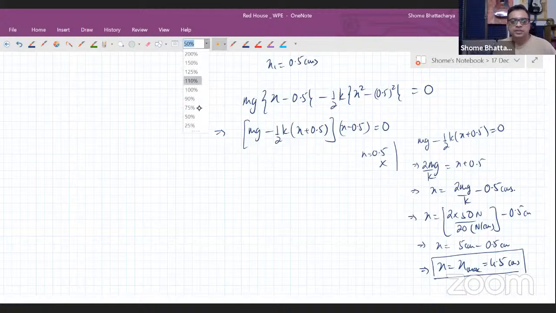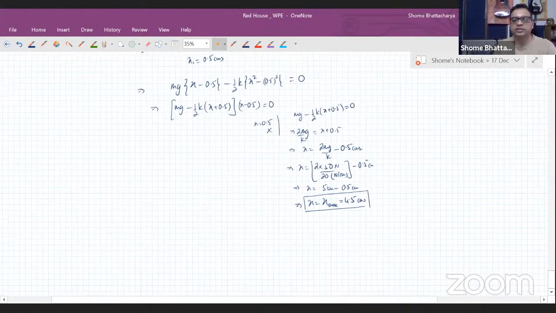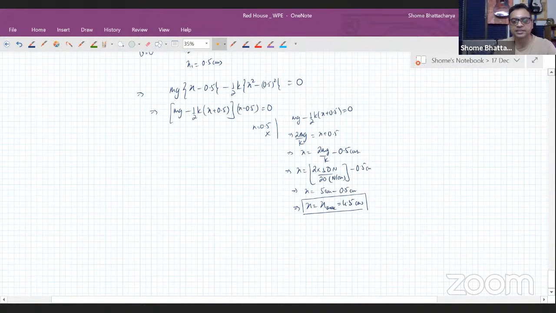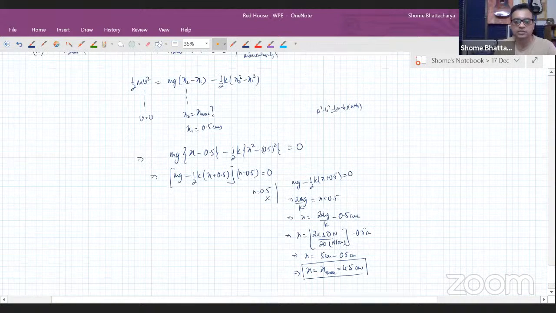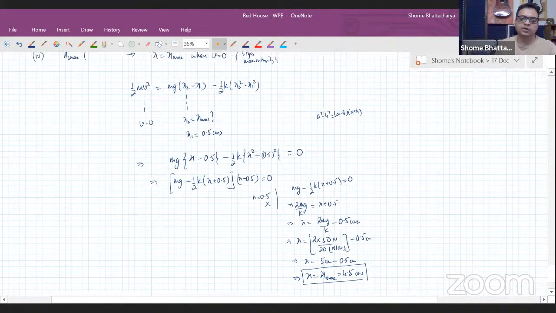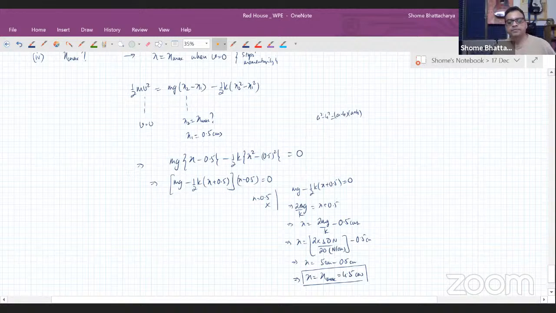Okay, so this is a simple case of solving that general equation for the specific condition that whenever the spring reaches its maximum extension, the block should be momentarily at rest because it's oscillating up and down like this. So at the lowest point, the block is momentarily at rest.